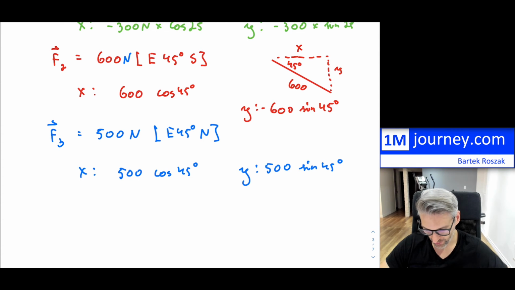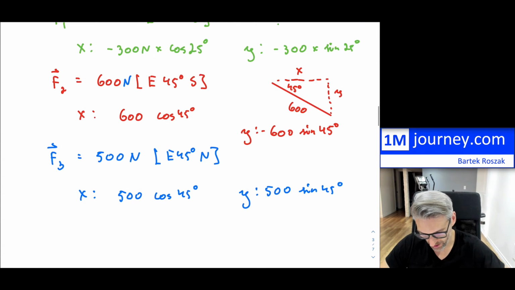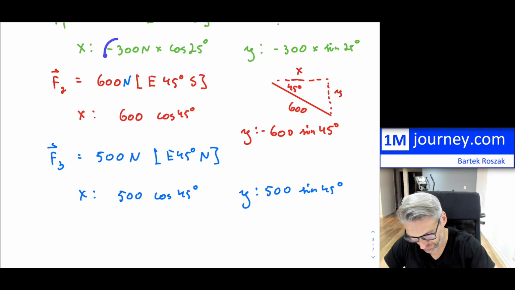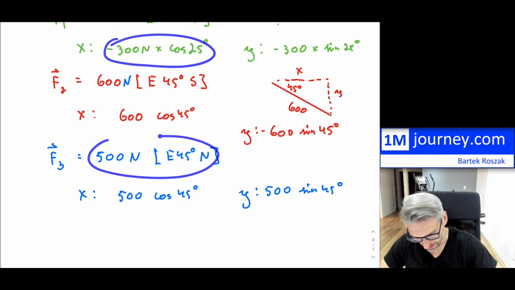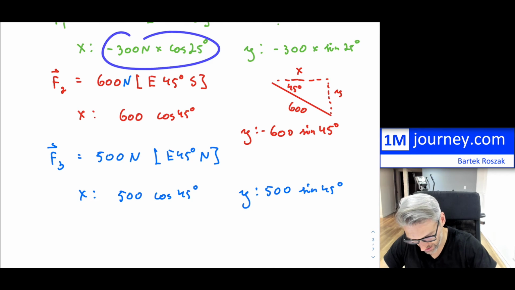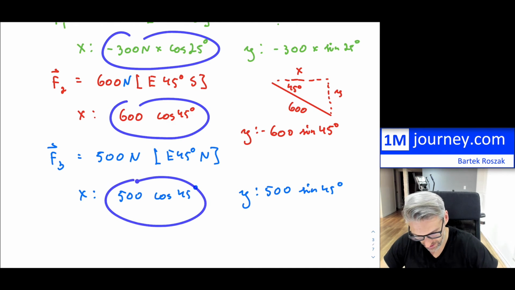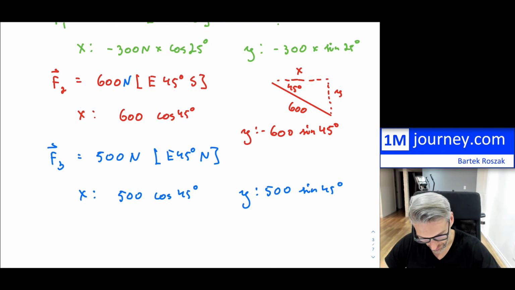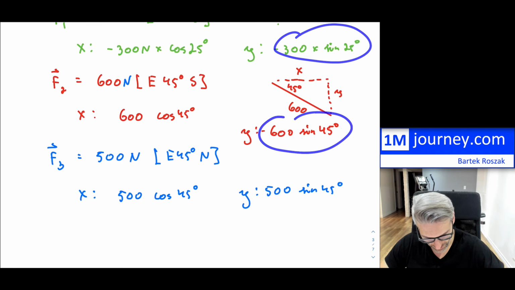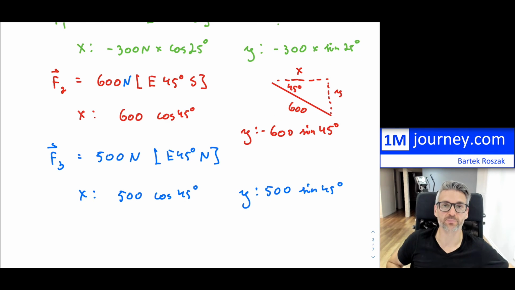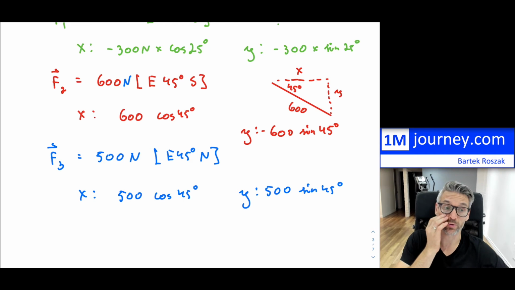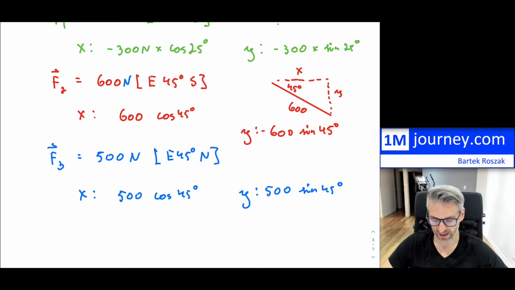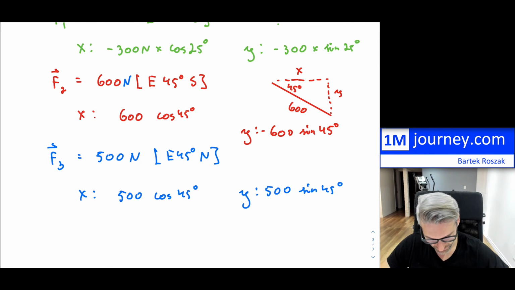All right, so now we have all our X and all our Y. What I'm going to do is add these up. I'm going to take this one, this one, and this one, and that's going to be my X. And I'm going to take this one and this one, and that's going to be my Y. So let's see what we get. I'm going to do that in fast forward fashion. You can take out your calculator and follow along.